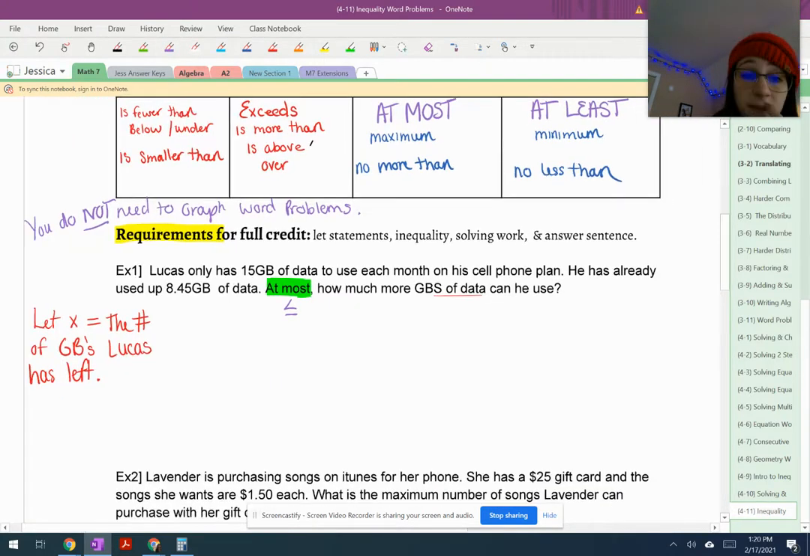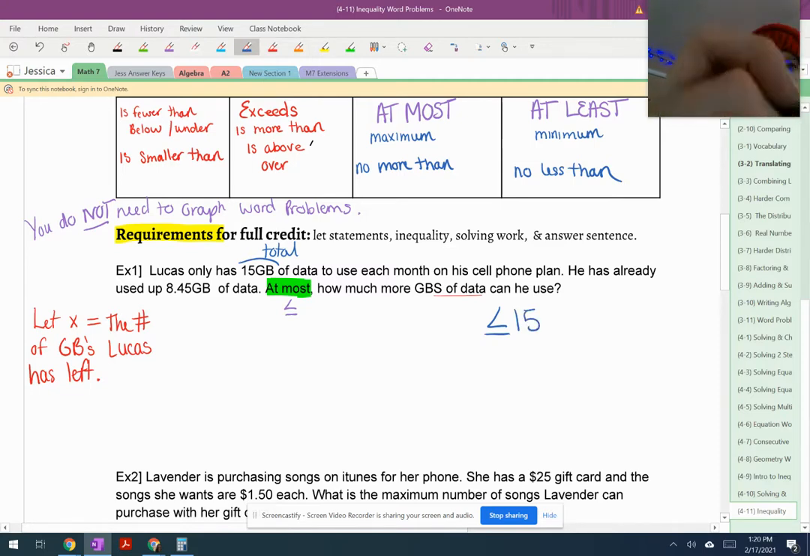So we have to make the equation, or the inequality in this case. What number is kind of like my total? Well, that's how much he has to use. This is kind of like my total. So that's what I'm going to have on the other side of that inequality. So less than or equal to 15 gigabytes of data, because that's what he has to use.